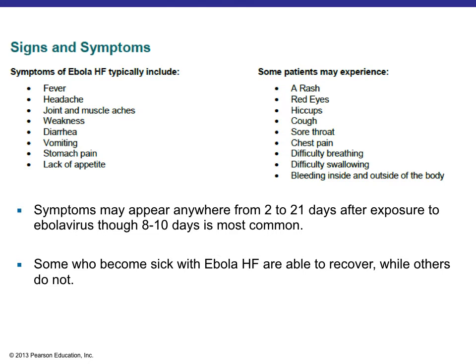So in terms of signs and symptoms for Ebola hemorrhagic fever, this is typically fever, headache, joint and muscle aches, weakness, diarrhea, vomiting, stomach pain, and lack of appetite. There can also be some other symptoms, as you see there on the right hand side: rash, sore throat, chest pain, and so on. There can be bleeding inside and outside of the body. Symptoms may appear anywhere from 2 to 21 days after exposure, but 8 to 10 days is most common.